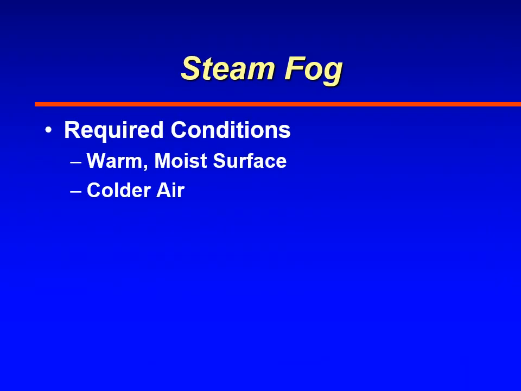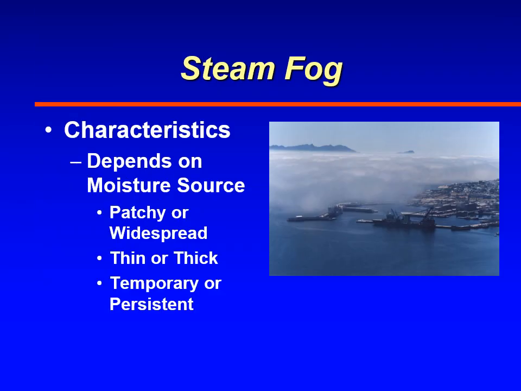So you need a warm, moist surface. Typically this happens over a body of water. I've seen it also happen over a parking lot after a thunderstorm, where the warm parking lot heats the water and it evaporates into colder air. So the characteristics depend upon the source of moisture. Is it a large body of water, or is it a smaller region? That determines the characteristics, whether it's patchy or widespread, thick or thin, temporary or persistent.